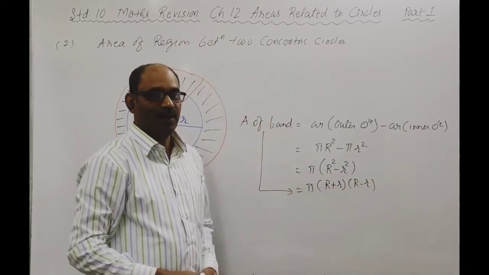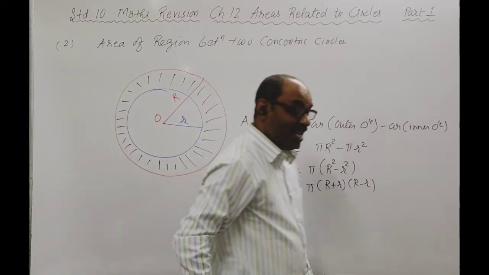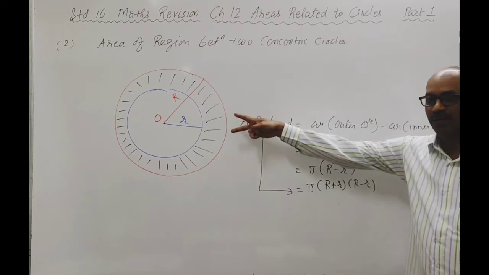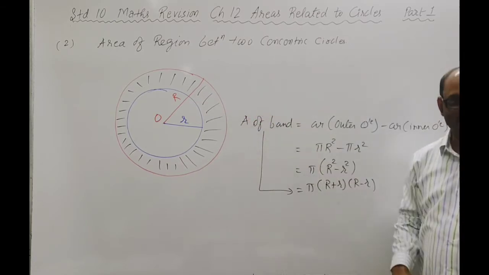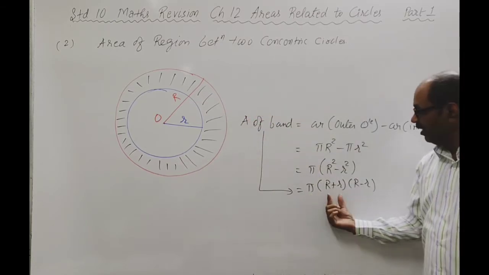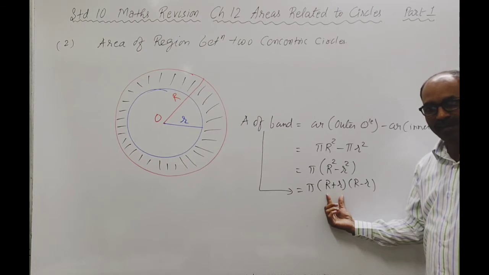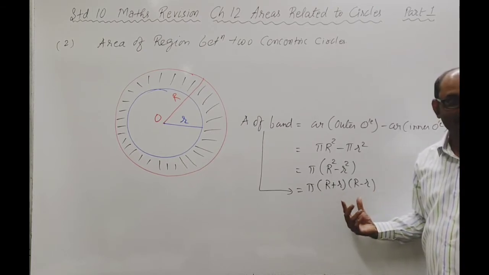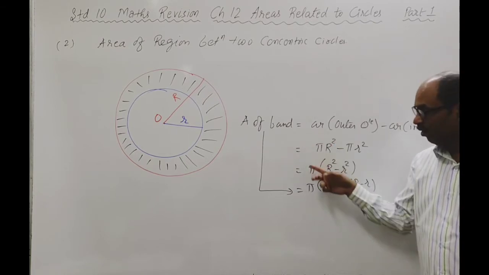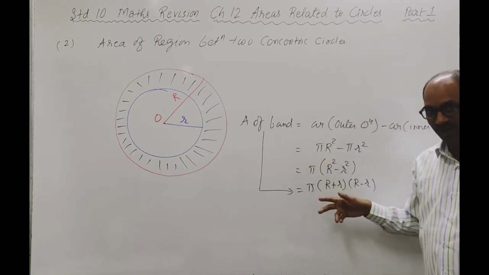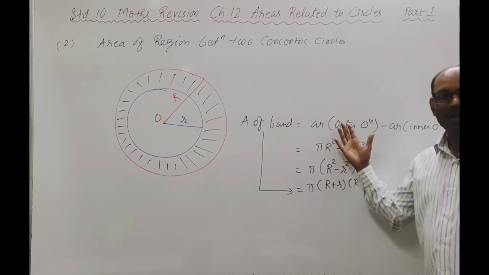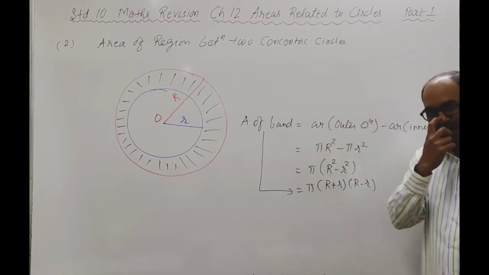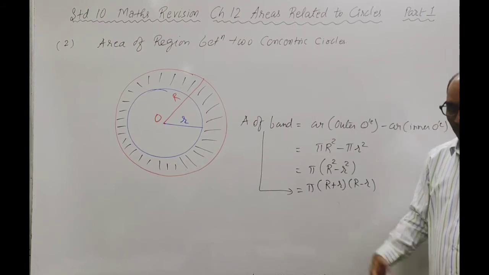This is the formula to find the area of the region between two concentric circles: pi into the sum of the two radii into the difference of the two radii. So remember this formula, it will be very useful. No need to write all this, area of outer circle minus area of inner circle. If you remember, it's well and good. Otherwise, it doesn't take much time to form this formula from here. Understood? So that was number 2.